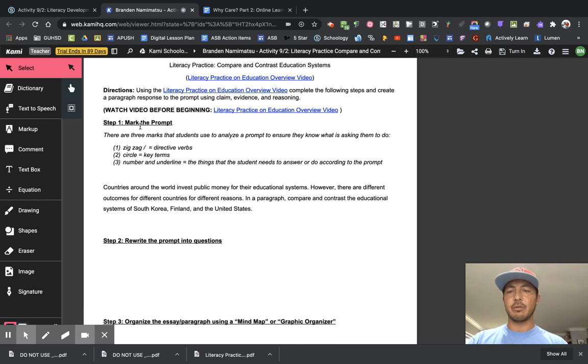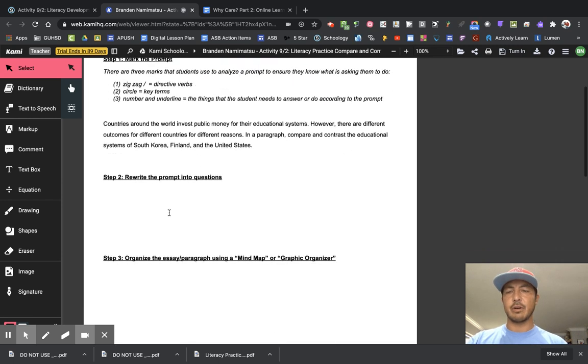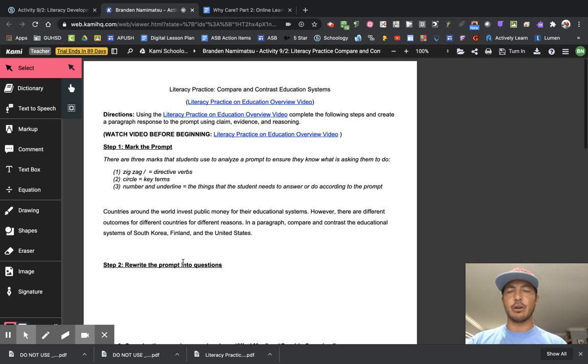So step 1 is mark the prompt. Step 2 is rewrite the prompt into question. Step 3 is organize the essay. So as you guys know, we've been learning about the different education systems here in the United States, but also in Korea and Finland. And we're going to have a prompt. What is a prompt? It's basically an essay question.